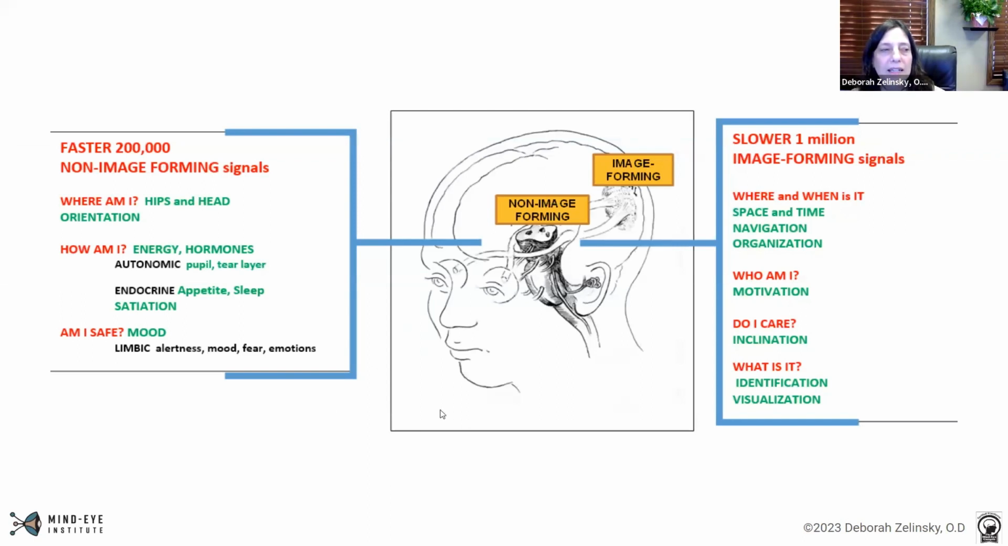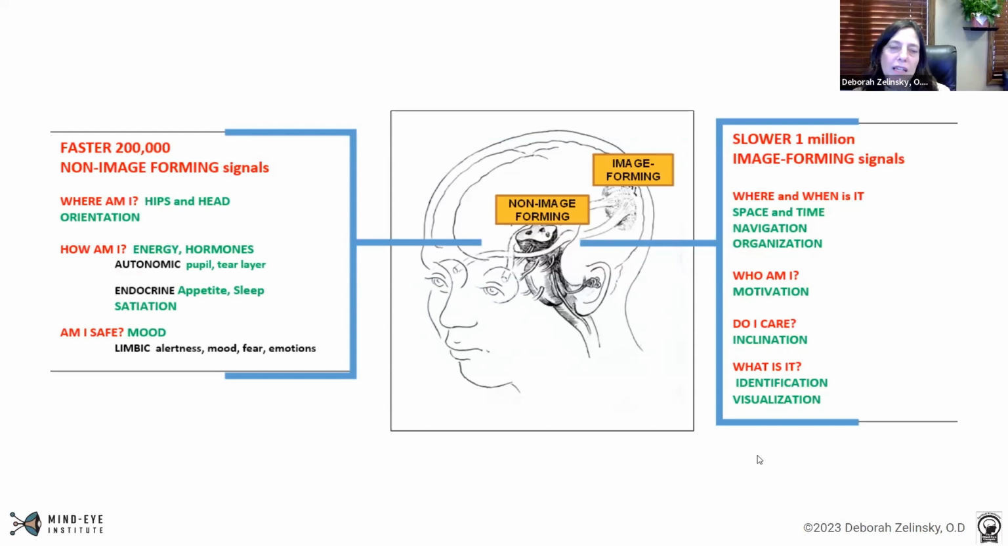This is your eyesight. That's your not eyesight. But these are all of the how am I safe, where am I? And then there's this space and time with an object. So the object, where and when is it, versus who am I as a person? Am I motivated or not? And do I care? And then identifying on the outside what the object is, and then visualizing on the inside. So it's a lot of different signaling pathways.